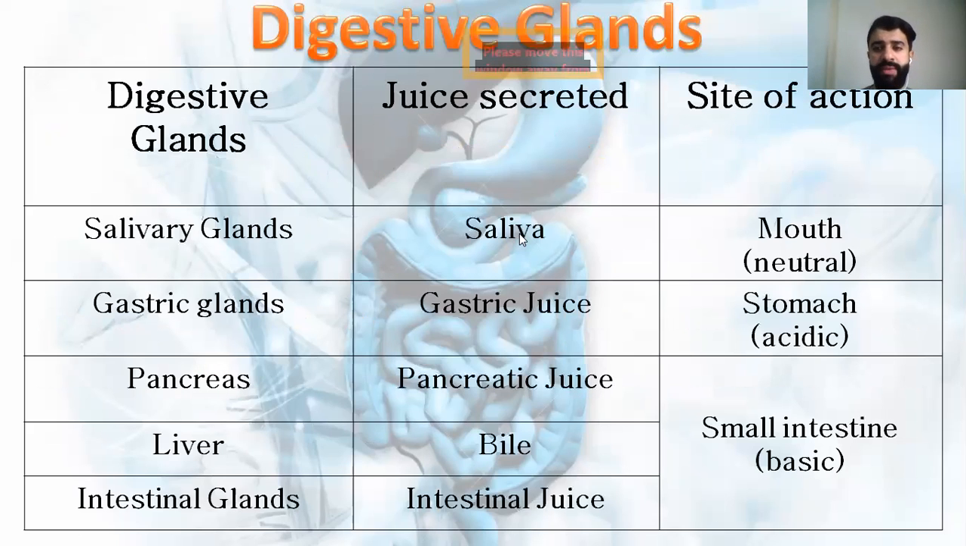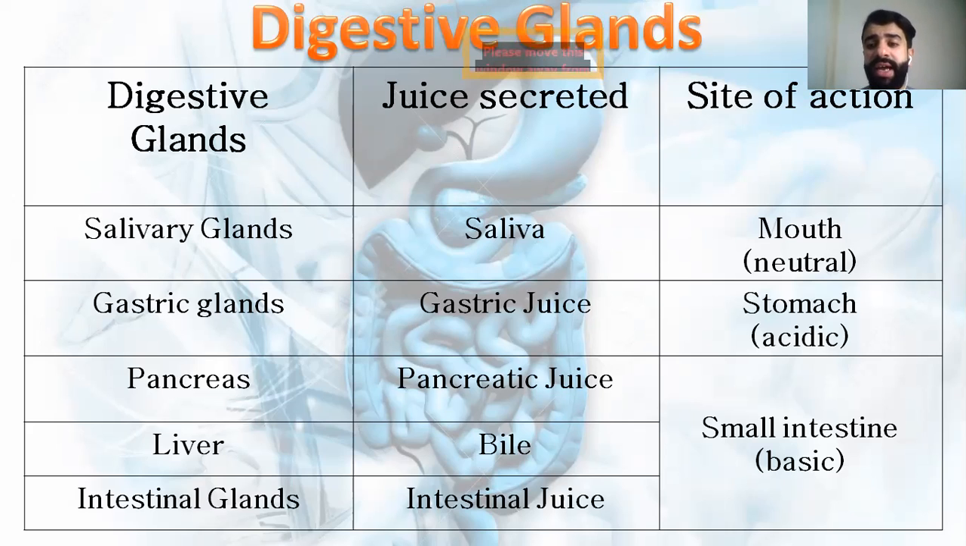Let's have this table. This table is very important to know before we move to the big table. So, digestive glands: we have salivary glands. They secrete saliva, which is found in the mouth. This is called the saliva. Inside the saliva, we have special enzymes. We're going to talk about them. The site of action is inside the mouth, where the medium is neutral, so the pH is equal to 7.